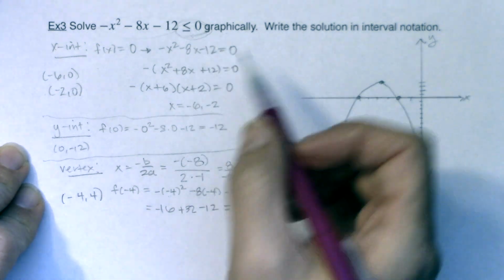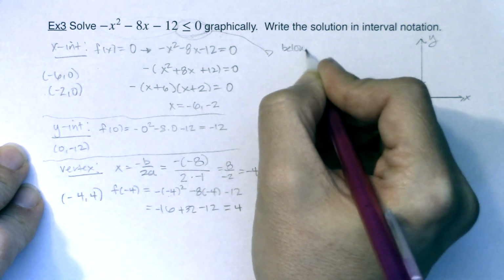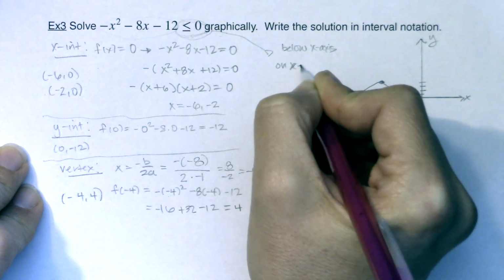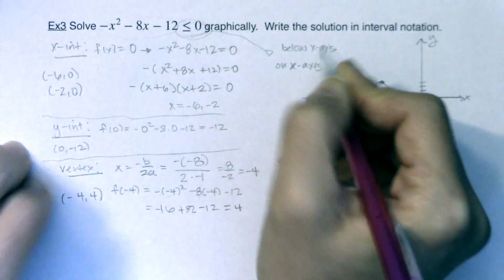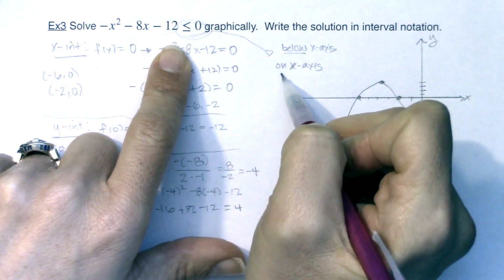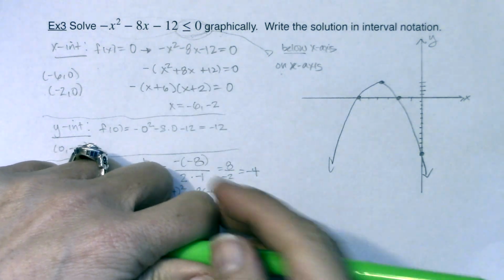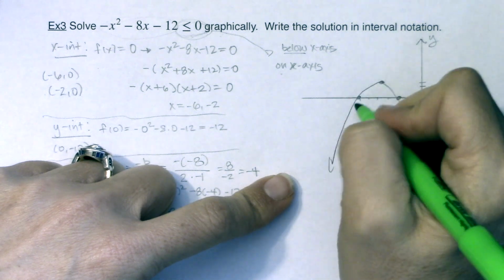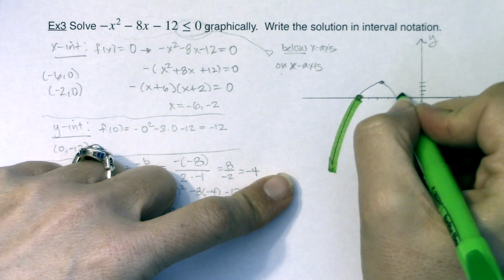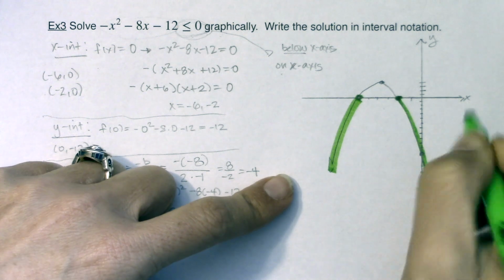What does it mean to be less than or equal to 0? So I want to figure out where this graph is below the x-axis, and where it is on the x-axis. Because when something's strictly less than 0, it means it's below. When it's equal to 0, it's on. So let's highlight this. I want below and I want on the x-axis. So I want this interval here, and I do want to include this point, because that's on the x-axis, and then I want to go below.